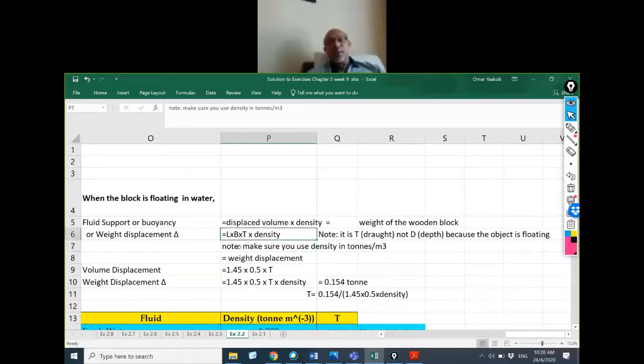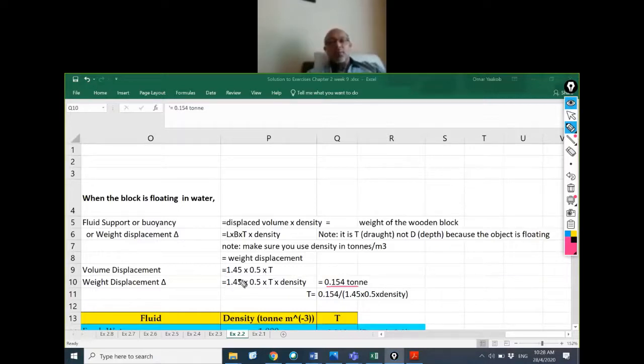If you use ton, then you use ton throughout. You can also use kilogram. So you change this one to kilogram. This one you can change into kilogram if you use the density as in kilogram.